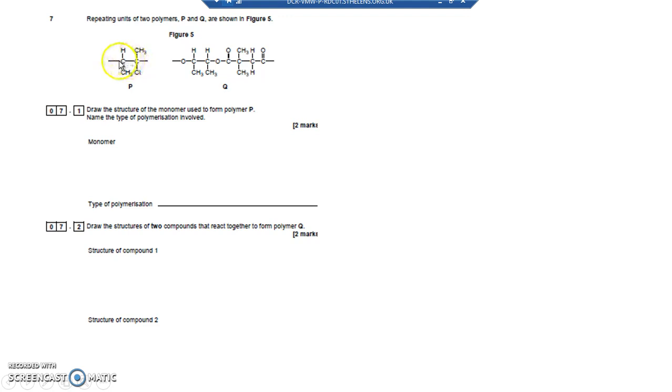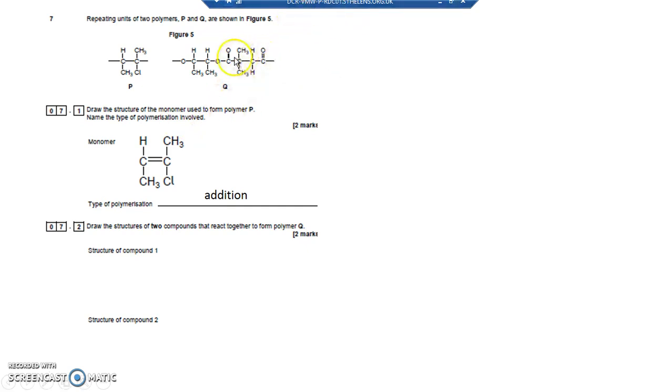So it's looked like that, but instead of the two bonds either side, it's had a carbon-to-carbon double bond in the middle, and it's an addition polymer when the double bond is broken and forms a long chain of single bonds. This one, however, looks as if it's a condensation polymer.